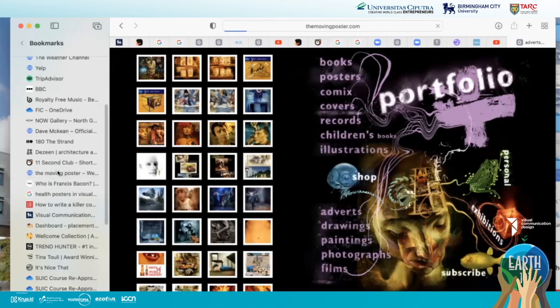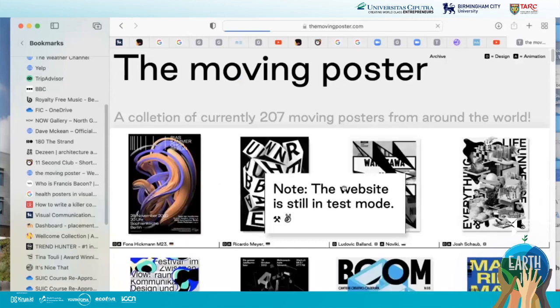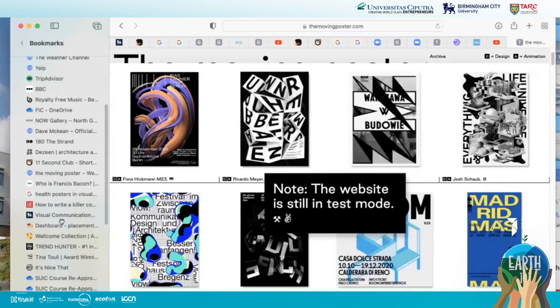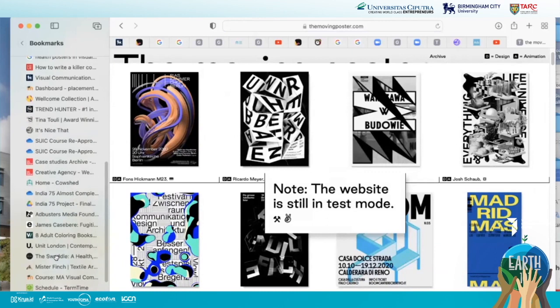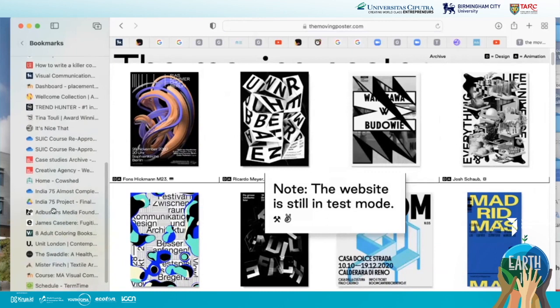I've shown you Moving Poster. Moving Poster is pretty useful. We're still asking students to use this. Where is it? Oh yeah, this is interesting.